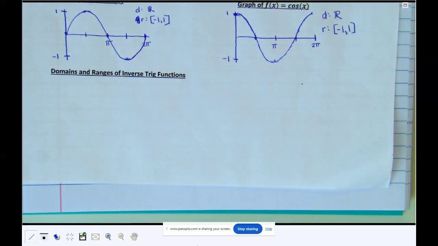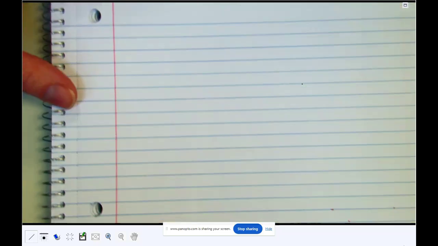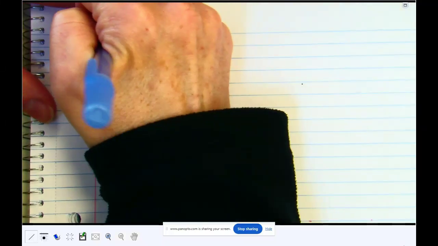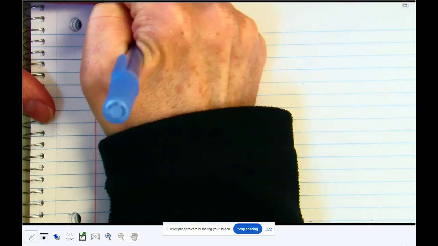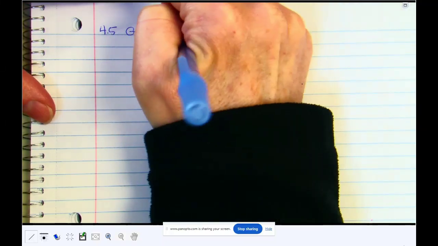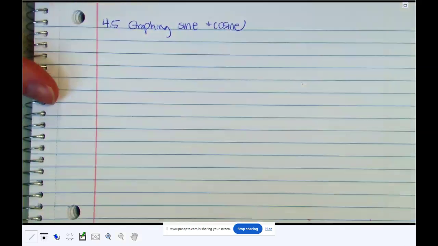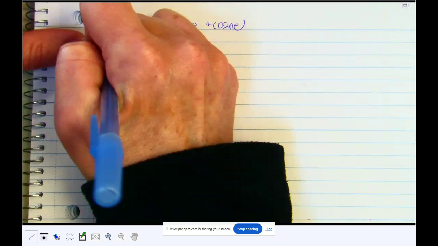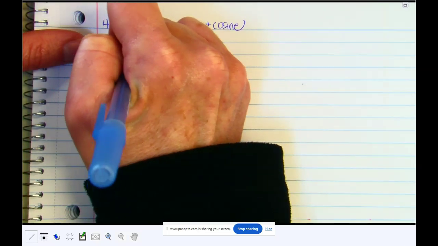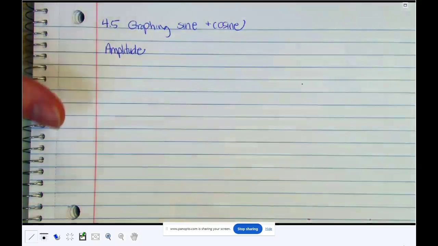Okay, now there's a couple of terms that we need to write down so that we can have some common vocabulary here. Don't put this away, you're gonna need it. So this is 4.5, we're graphing sines and cosines. Okay, so the first thing that we need to talk about is amplitude.